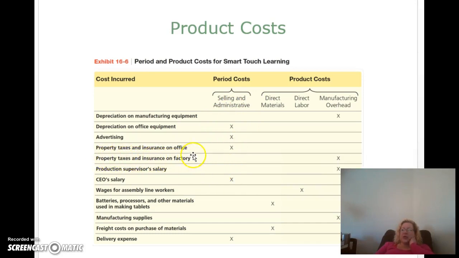Property taxes and insurance on the office. That would be a period cost, selling and administrative. Property taxes and insurance on the factory, that's going to be manufacturing overhead. The production supervisor's salary, that is manufacturing overhead. It is the production supervisor. He's supervising the production of the product, okay?